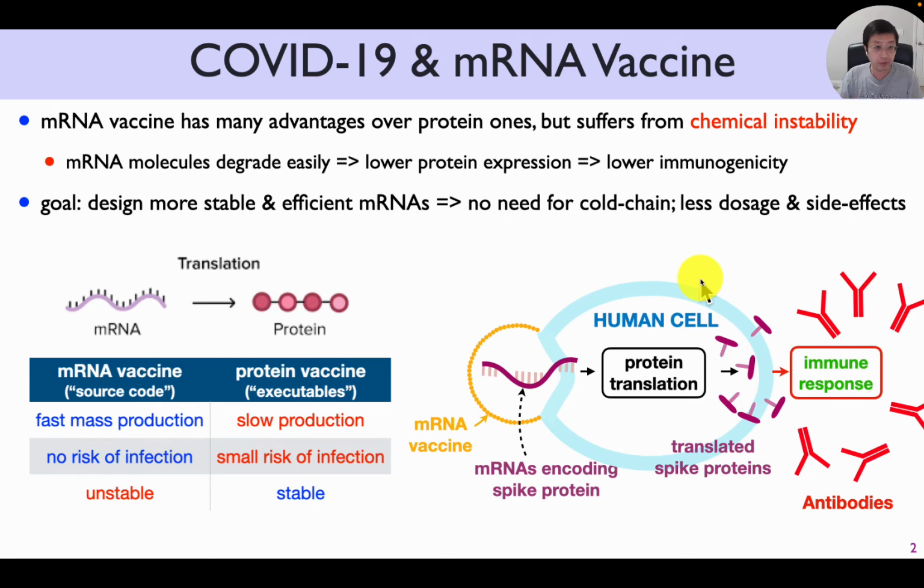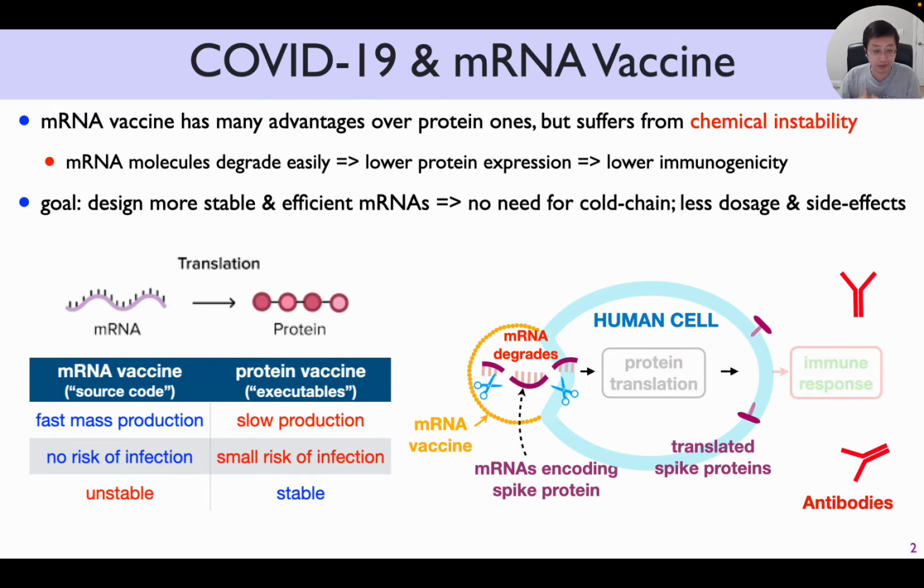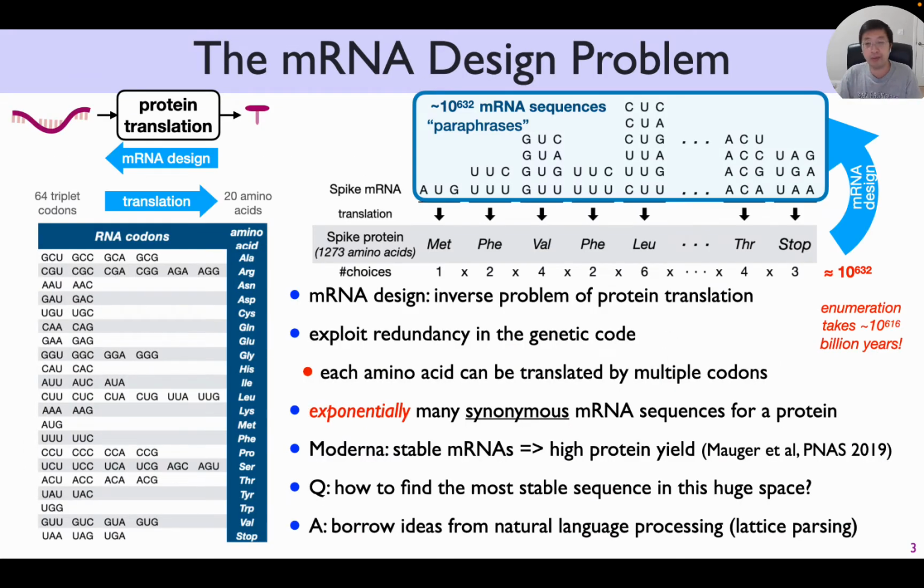As you all know, mRNA vaccines have been great to combat this current pandemic, but it has a catch: it suffers from chemical instability, because mRNA molecules are mostly single-stranded and they easily degrade. And once they degrade, they cannot produce the spike proteins that you wanted. As a result, they trigger less antibody response or less protection. So our goal in this work is to design more stable and efficient mRNA sequences so that you don't need to use cold chain storage or transportation, and you can use less dosage and it will induce less side effects, hopefully.